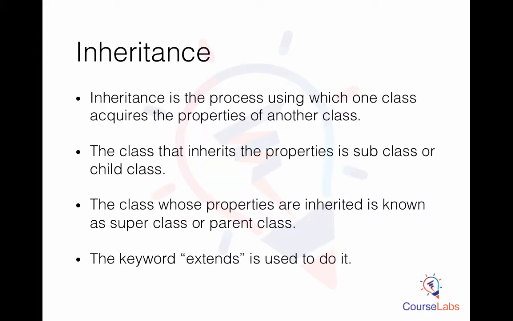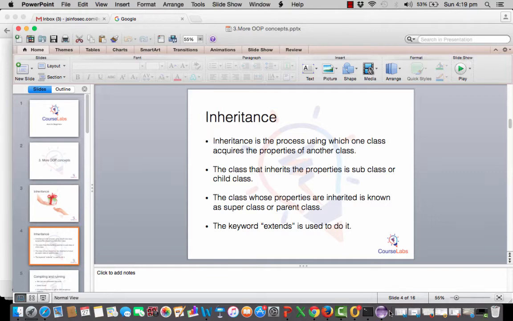Inheritance is the process using which one class acquires the properties of another class. The class that inherits the properties is called a subclass or child class, and the class whose properties are inherited is known as superclass or parent class. And we use the keyword extends to actually implement this inheritance concept in Java. So let's see how it looks using some programs.